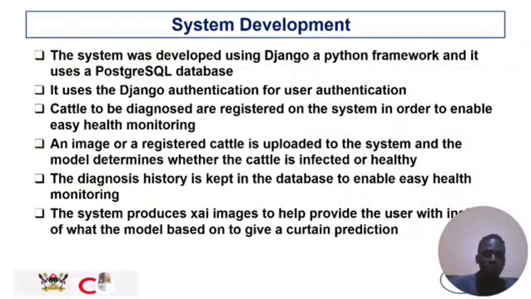The image of the registered cattle is then uploaded to the system, and the model determines whether the cattle is healthy or is infected by foot and mouth disease. The diagnosis history is kept in order to keep track and monitor the health of the cattle. Then the system produces the XAI images to help provide insight to the users so that they may know what the model is basing its predictions on.